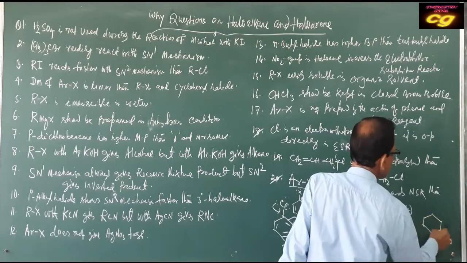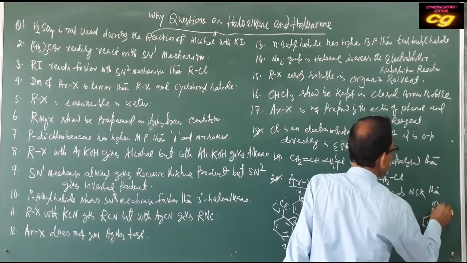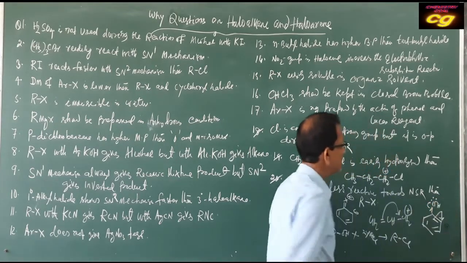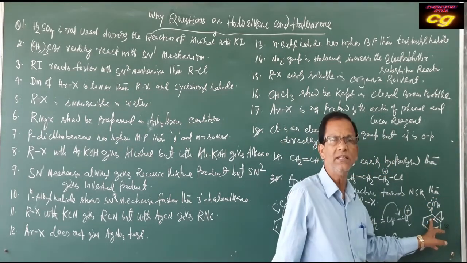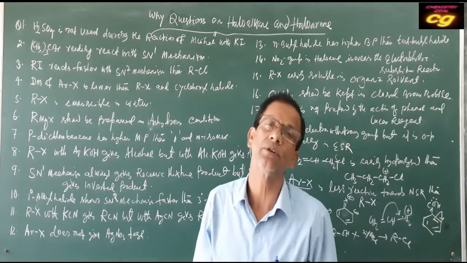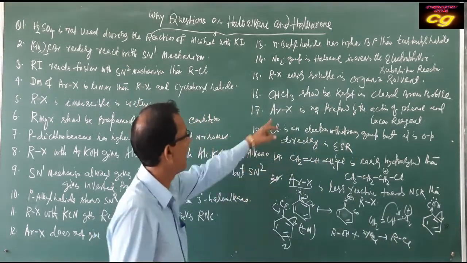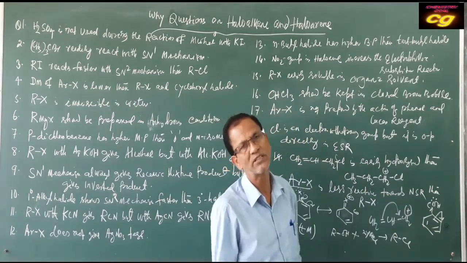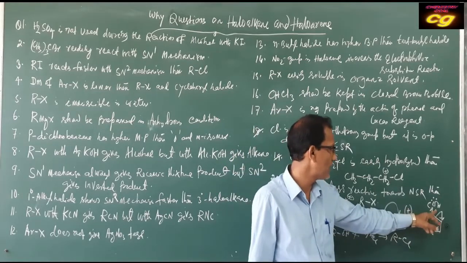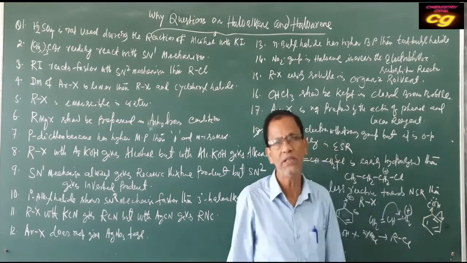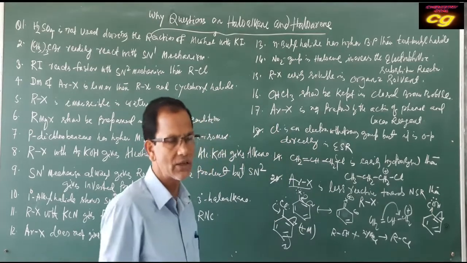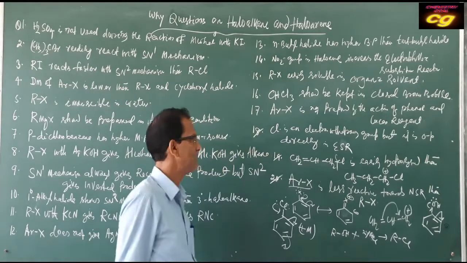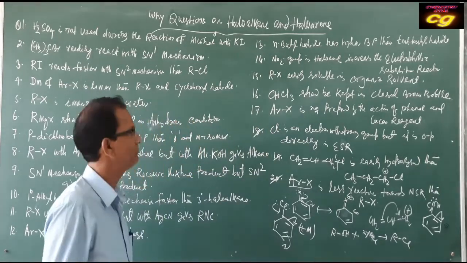Because phenol has resonance, due to resonance the oxygen gets double bond character with the benzene, that's why it cannot be substituted. That's why a haloarene cannot be prepared from phenol by action with Lucas reagent, due to the double bond character of oxygen with benzene in phenol by resonance. That's why it is not easily substituted by halogen with Lucas reagent.